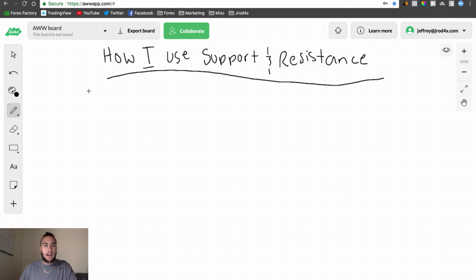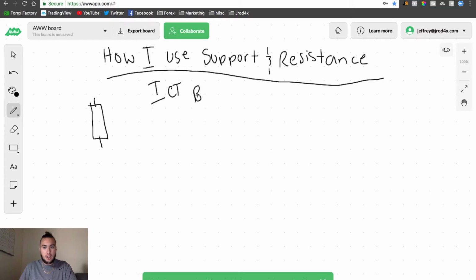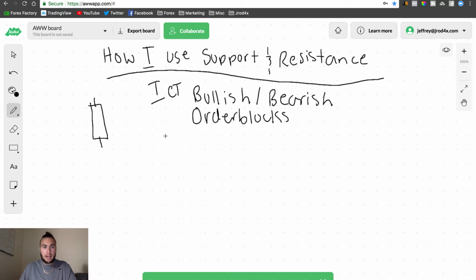Alright guys, so the way that I use support and resistance is very simple. It's just candlesticks. I'm just looking for bullish and bearish order blocks. These are concepts that were created again by ICT, so they're called ICT bullish and bearish order blocks. And these are exactly how I classify support and resistance in the market.